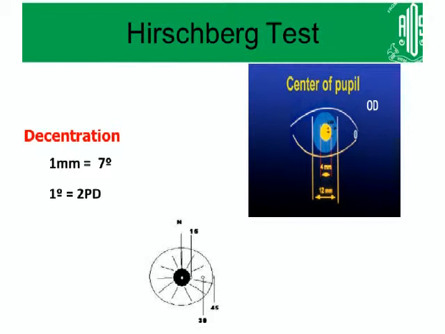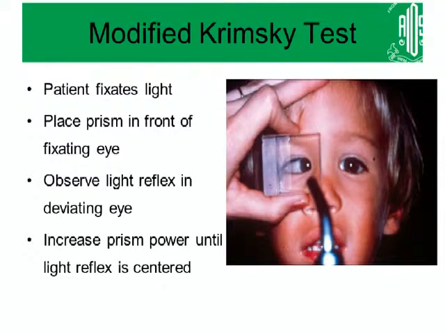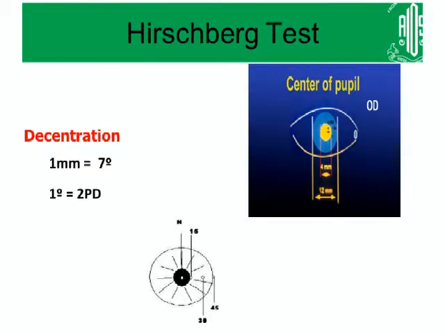Okay? All right. So moving on. Modified Krimsky test is a little bit more quantitative. If you look at here, I will go back to Hirschberg. I forgot to talk a little bit more about Hirschberg. So as you know, you just shine the light and look at the amount of decentration of your light reflex. And 1 millimeter is equal to 7 degrees. So what is it if it's at the pupillary edge? 15. And then what is it if it's at the limbus? 45. Okay, and in the midpoint is 30.